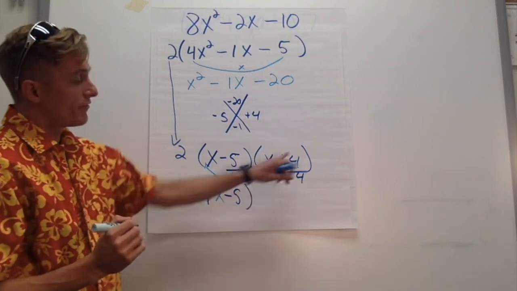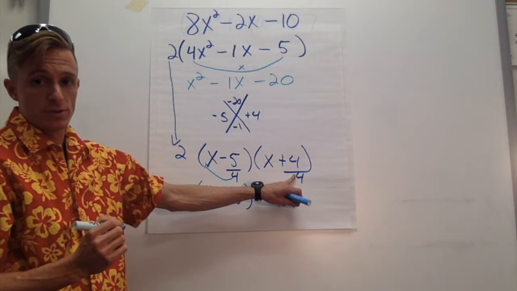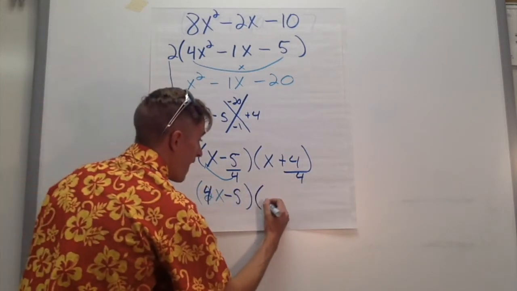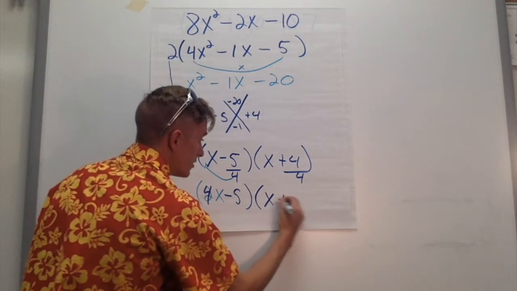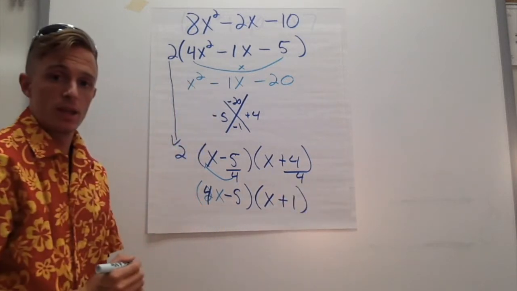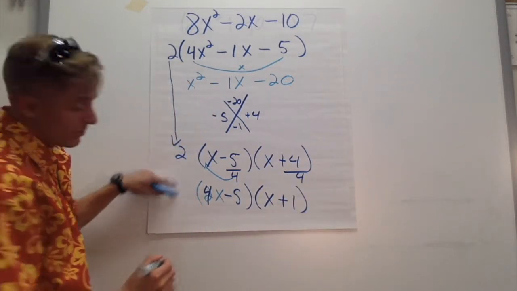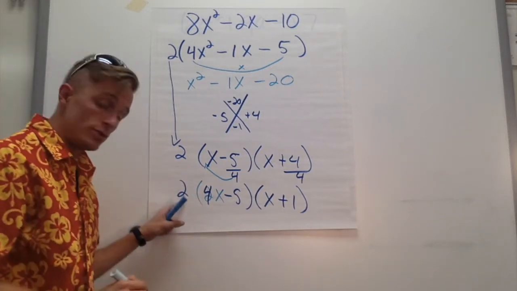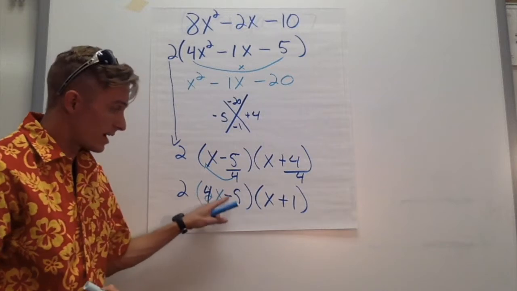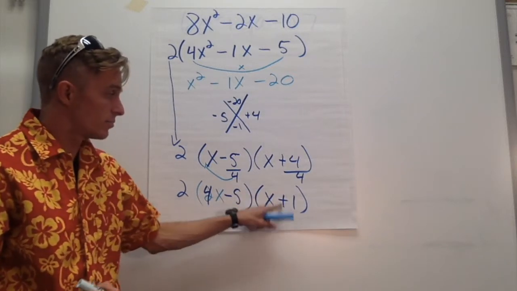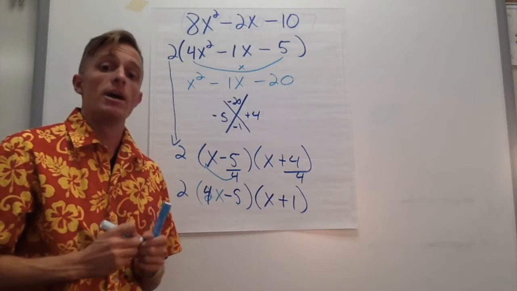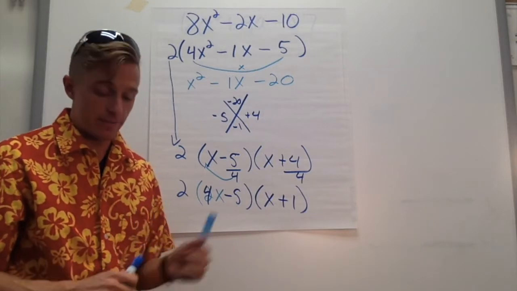Okay, and then 4 over 4, that fraction reduces. 4 divided by 4 is a 1. So our final answer is x plus 1. And remember this 2 right here that we took out, we're just going to keep bringing it down. So our factors are 2, 4x minus 5, x plus 1. And that is how you bottoms up while taking out a GCF.